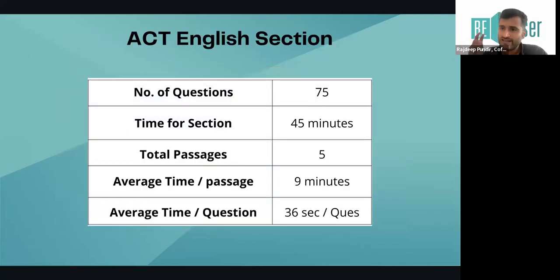The first section, which is the ACT English section, has 75 questions and you have 45 minutes to solve these questions. That means you only have 36 seconds per question. If you remember, in SAT, we had 1.19 minutes per question. That's the major difference between SAT versus ACT. ACT is very time intensive. You have to be really quick to do well in the ACT.